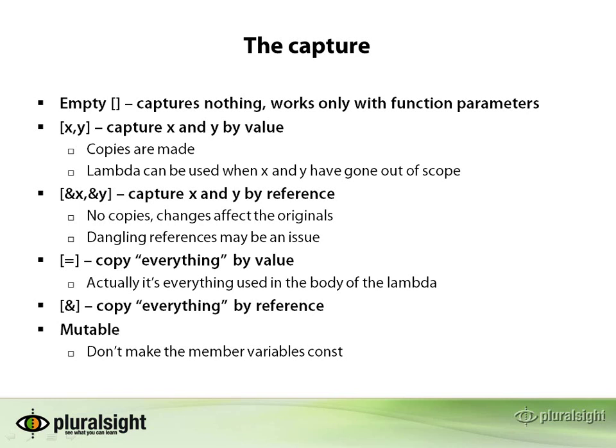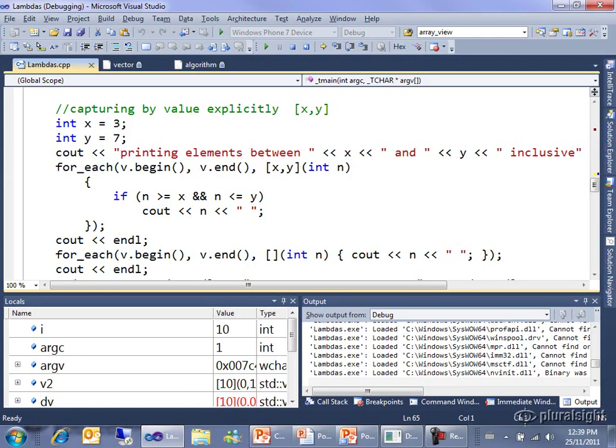Let me show you some capture examples. Here, I've set up a couple of local variables in my calling scope, x and y, and put some values into them. Then I have the same kind of for_each we've been doing all along, and my lambda, the third parameter to that for_each call, this time is capturing x and y in the square brackets. So you see using x here and using y here.